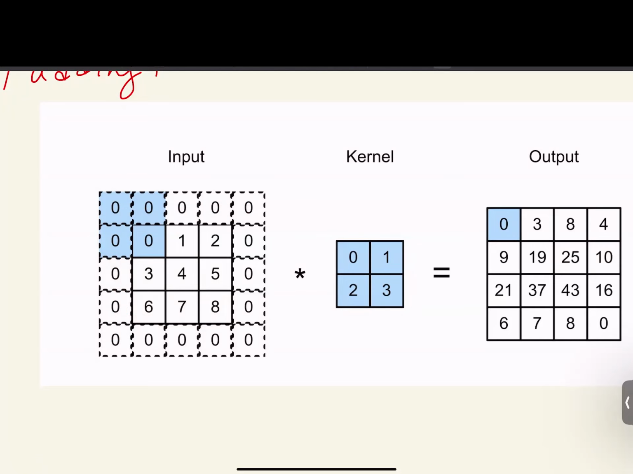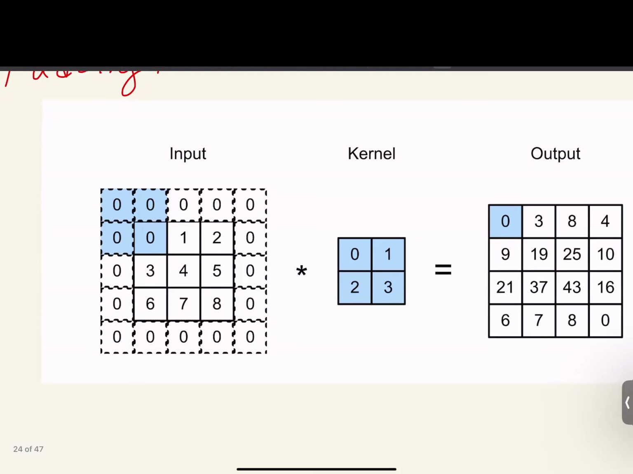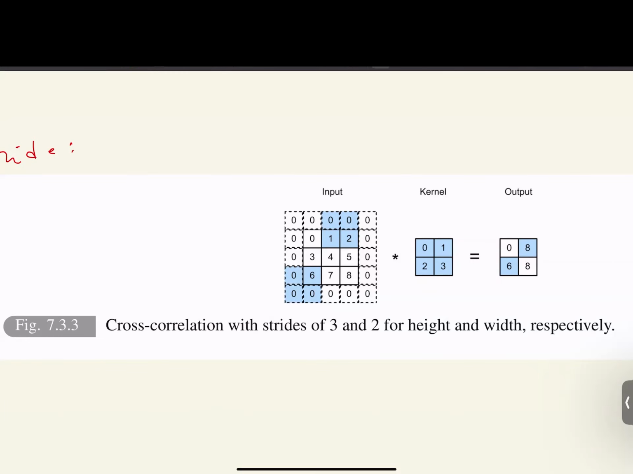So, keeping aside this problem of dimension reduction and using padding, sometimes we actually want to reduce the dimension. If we want to do it, we use strides. Stride is the number of rows and columns that we traverse per slide. So far we have used a stride of 1, but we can change that, and we can also change it separately for height and width.